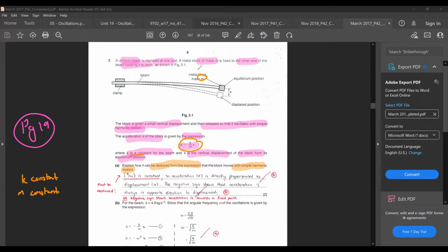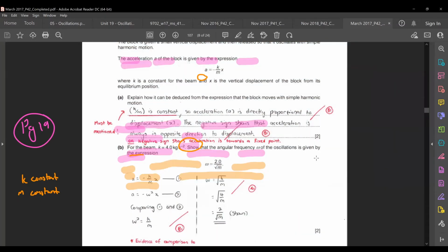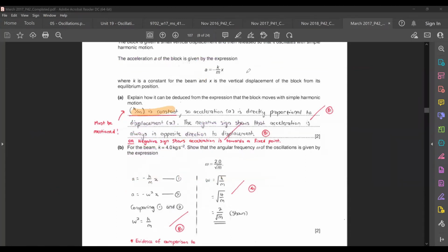As the object is oscillating, the mass is not going to change, so it's constant. So the ratio of K over M is a constant, therefore acceleration is directly proportional to displacement, all right? You must write what is constant first before you can say A is directly proportional to X. This statement is very important to have before you can say A is directly proportional to X.